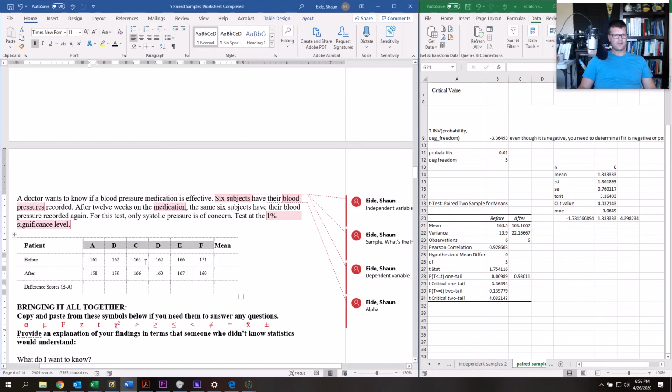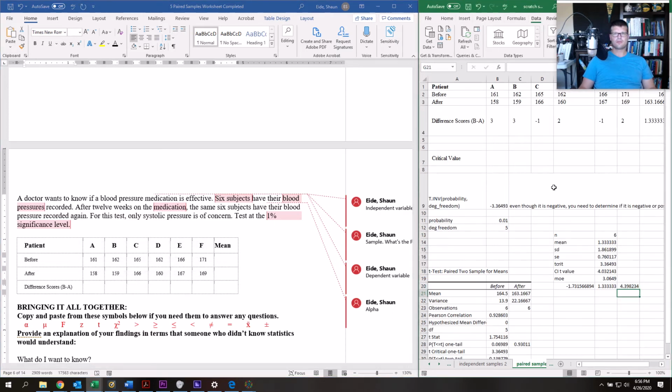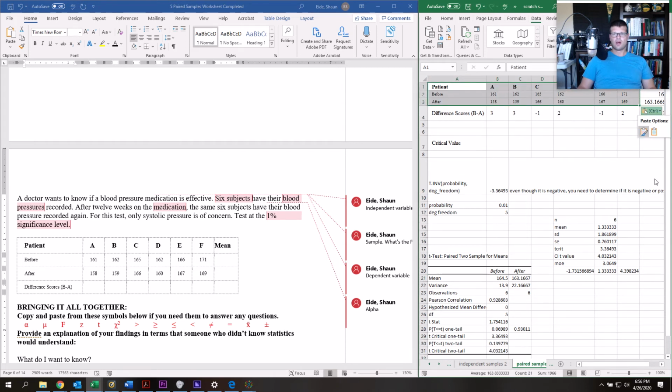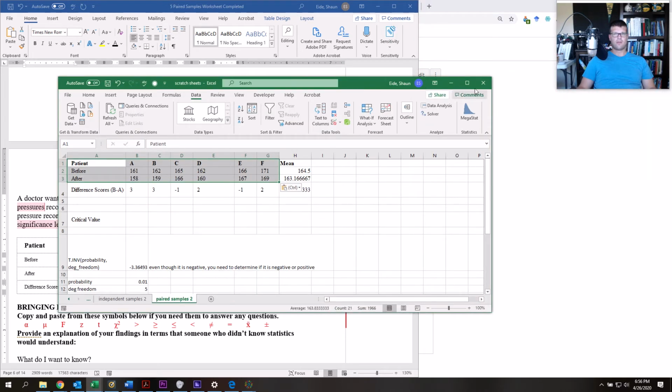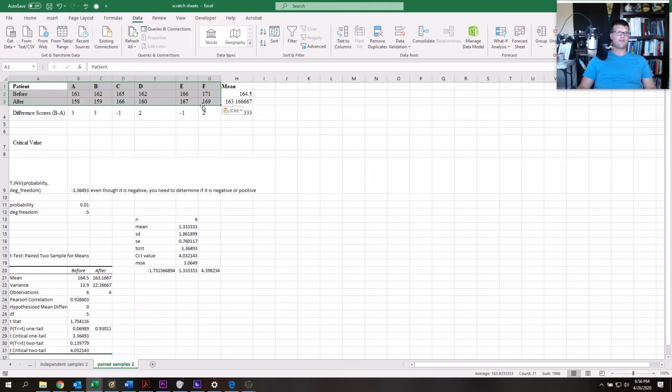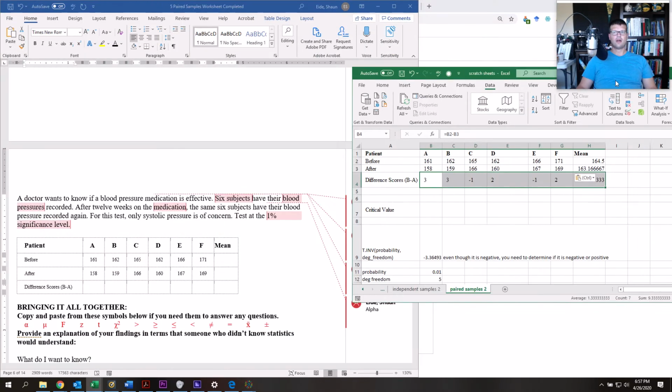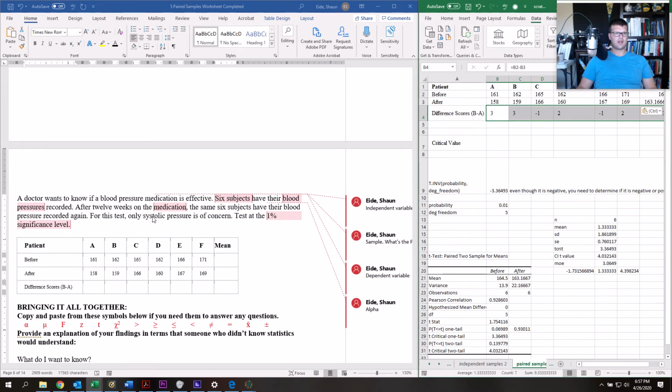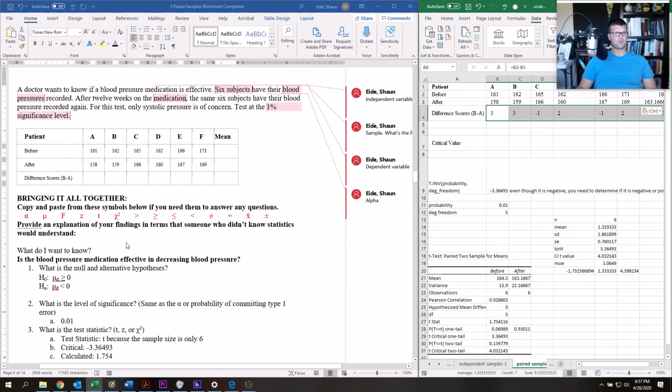We now have the data, the before and after data, and the first thing that I'm going to do is copy this data, Control C, and put it right there into Excel. So now I've got the values all in Excel, and in just a minute we're going to calculate all of that. But let's go ahead and find out what is it that we want to know.